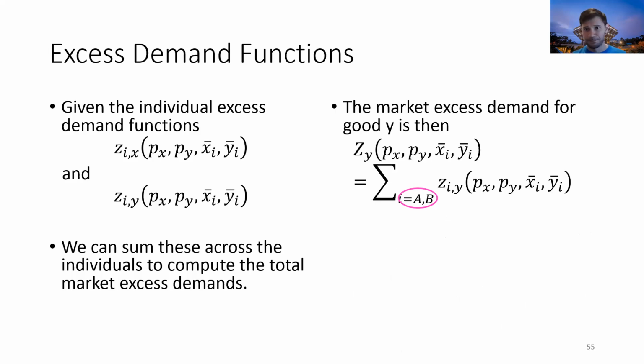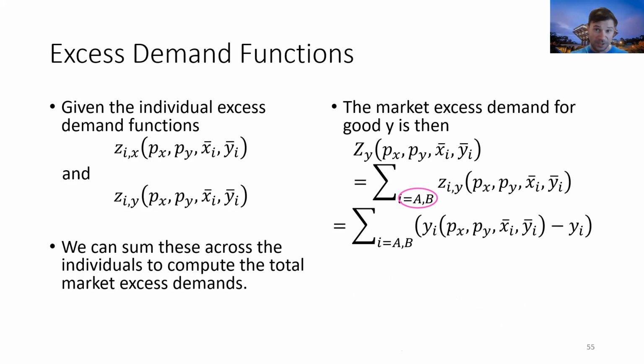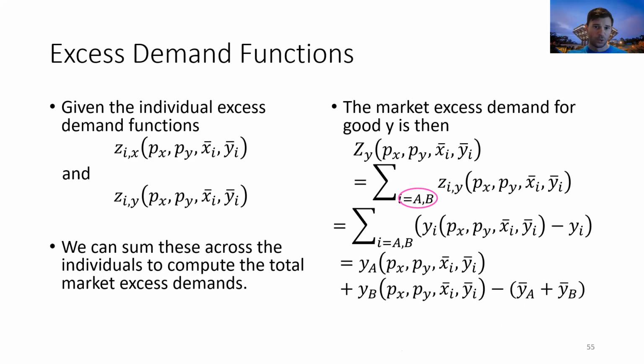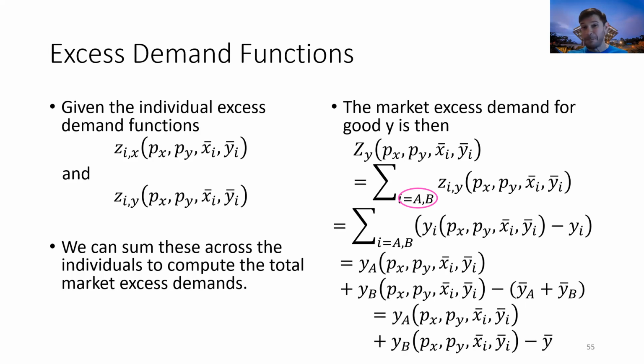We're going to do that. Okay, which means we have to add up the difference between each person's demand and their endowment, and then sum across the individuals. So we're getting the two individual demands minus the total endowment of Y, the total vertical distance of that Edgeworth box.